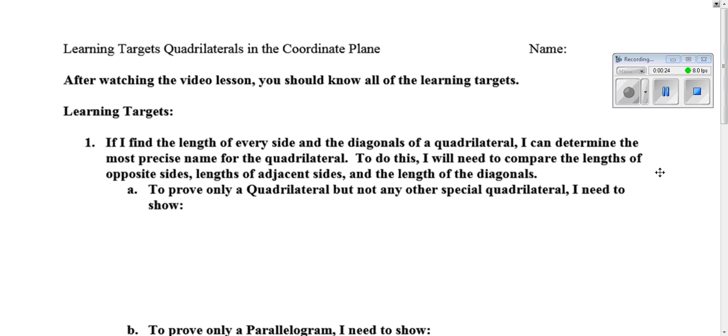So what we're going to do today is, on a coordinate plane, use what we know about all the properties of our quadrilaterals. We are going to use our length, slope, and midpoint to help us figure out which quadrilateral we are looking at, as specific as we can get.